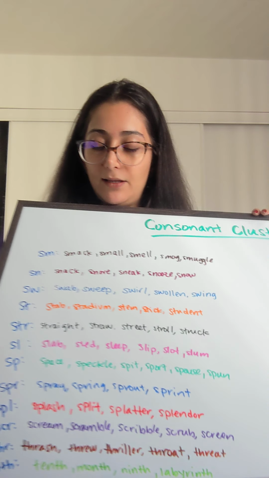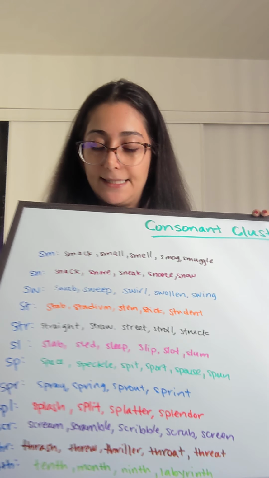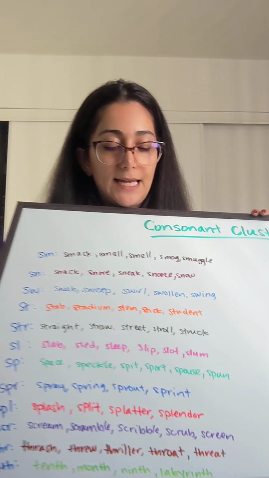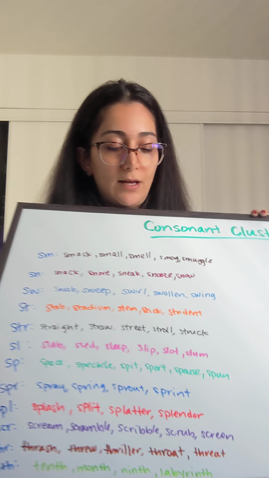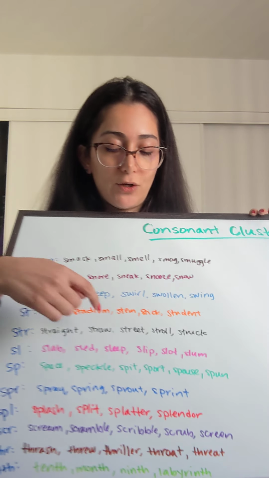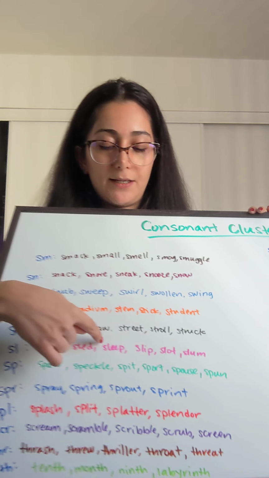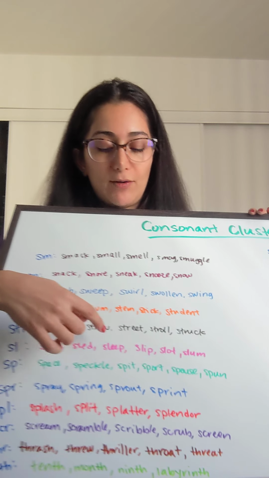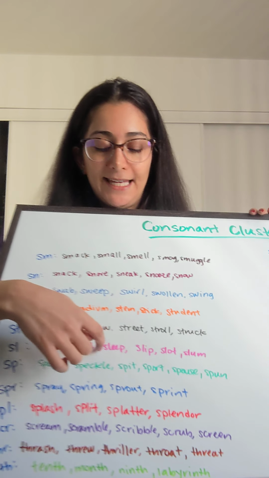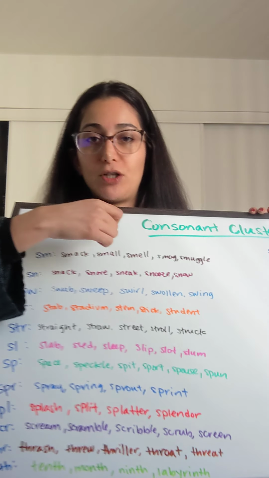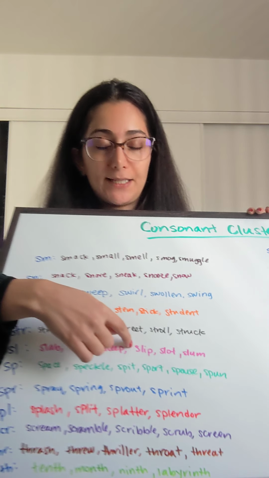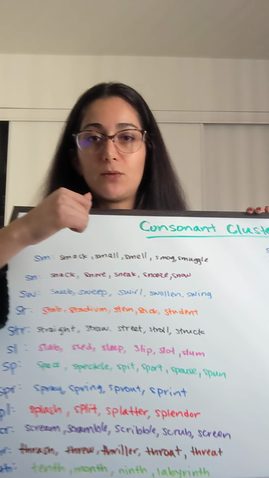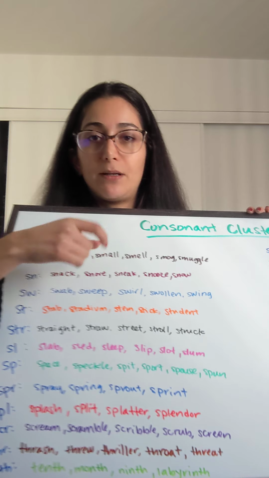Then we have SL, like slab, sled, sleep, slip, slot, and slum. I put these here on purpose because not only do you have to practice the consonant cluster, but you also have to differentiate the vowel sounds. Here we have a long E, sleep, mouth should be wide, smiley, and slip. Mouth is not going to be as wide, it's going to be tighter there. Slip, and short.